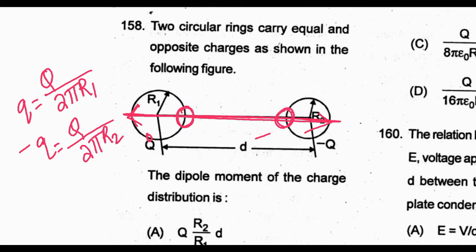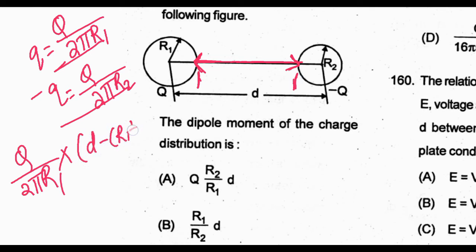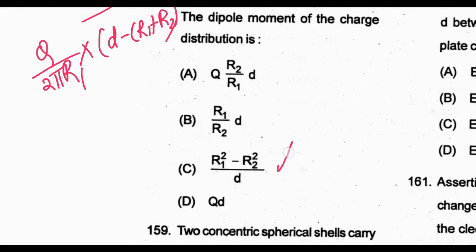So this whole line cannot be considered to be one dipole, and we have to consider this much to be a dipole. So what will the dipole moment be here? Here is the q and here is the q, and if we consider this is the q, that means q by 2 pi r1 into qd. What is d here? D is this much, that means small d minus r1 plus r2, but in this question options there is nothing like this.